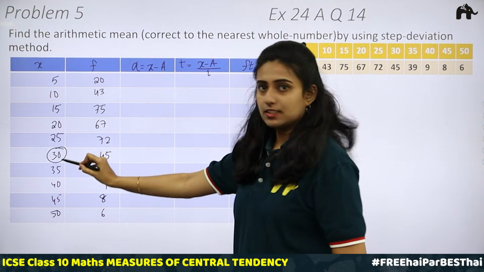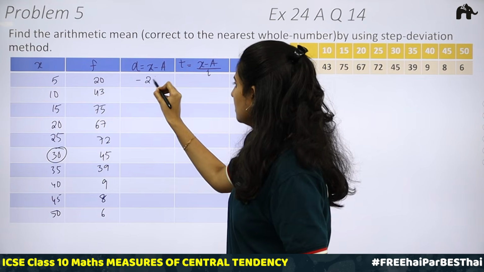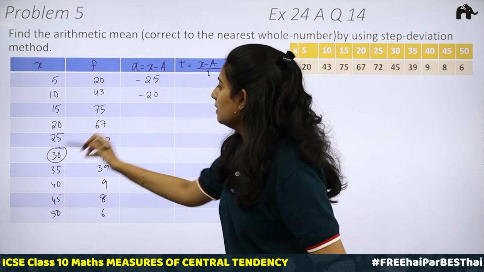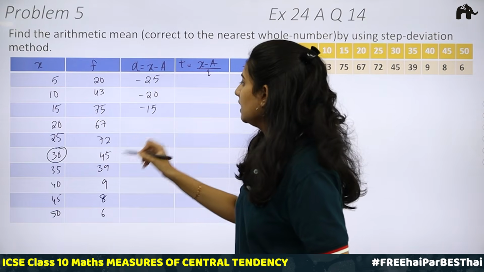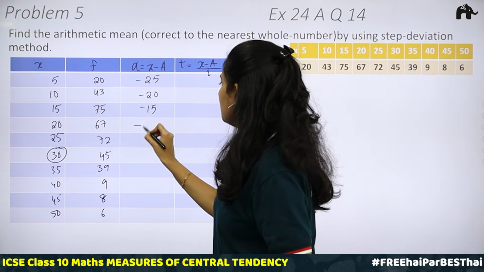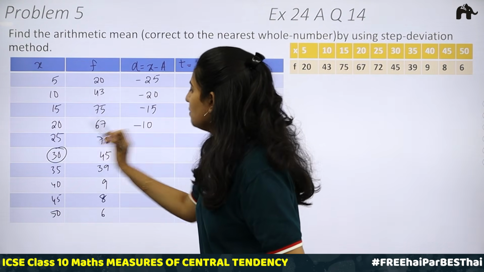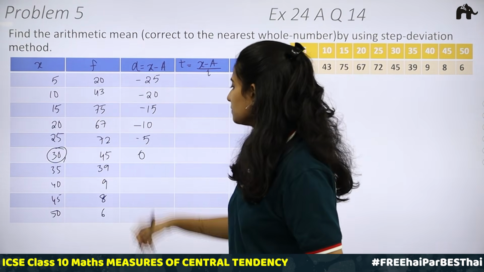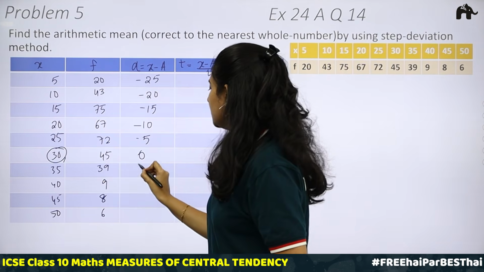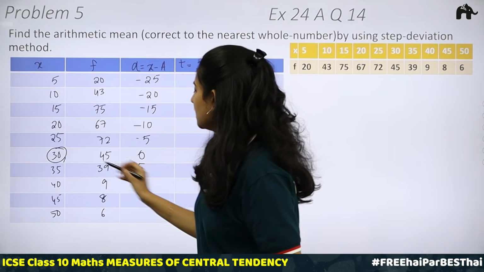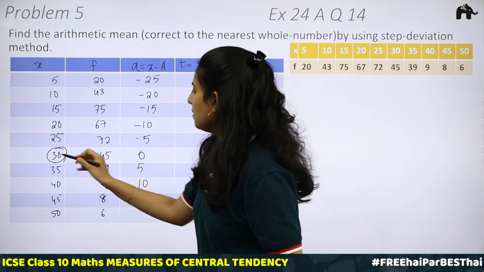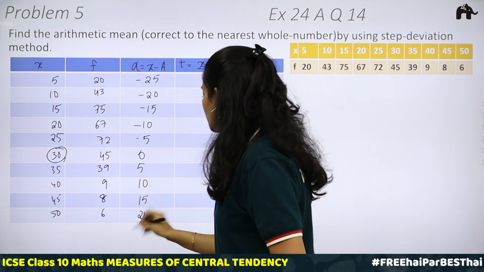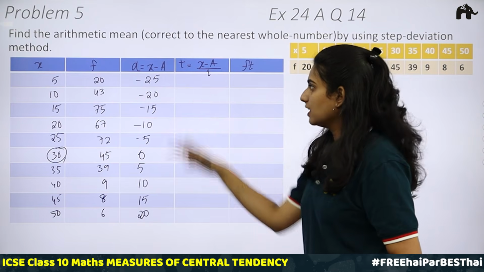5 minus 30, you get minus 25. Next, 10 minus 30 is minus 20, 15 minus 30 is minus 15, 20 minus 30 is minus 10, 25 minus 30 is minus 5, 30 minus 30 is 0, 35 minus 30 is 5, 40 minus 30 is 10, 45 minus 30 is 15, 50 minus 30 is 20. Okay, so we got the deviation.